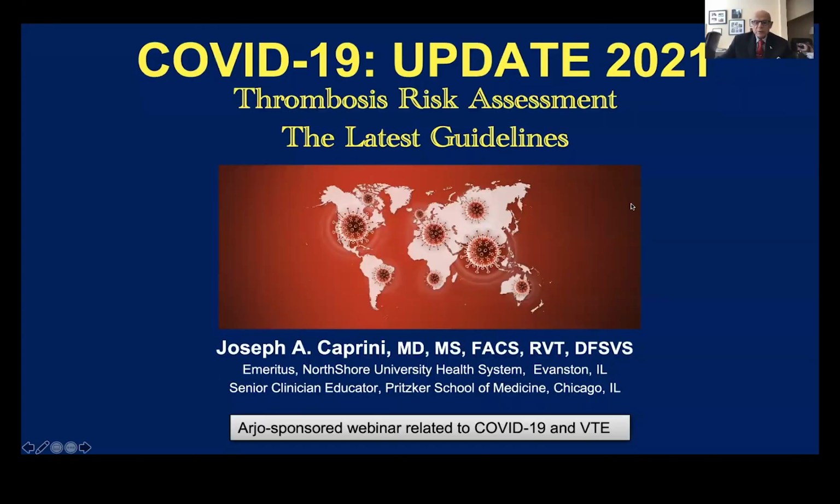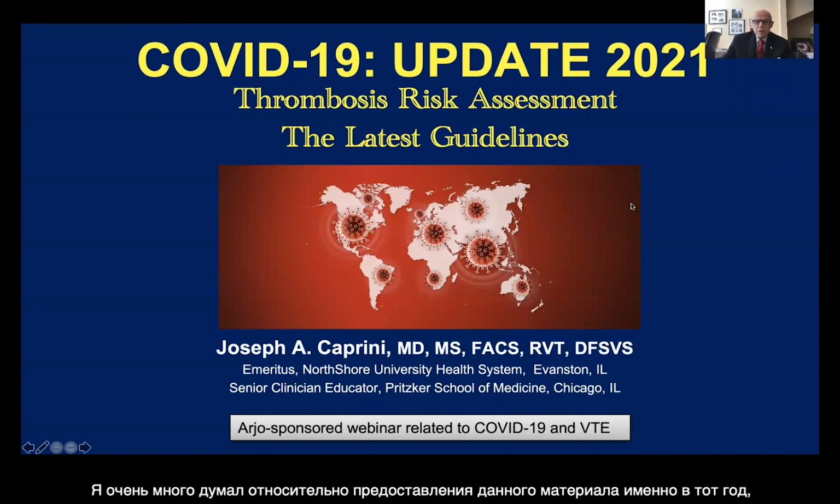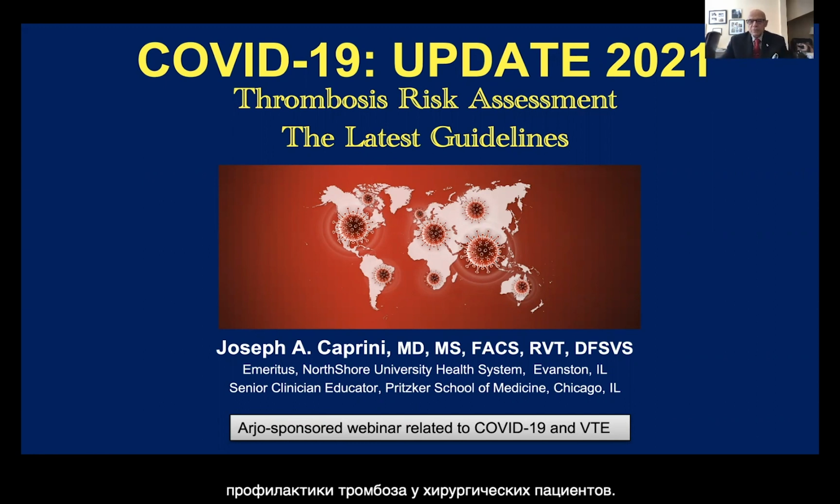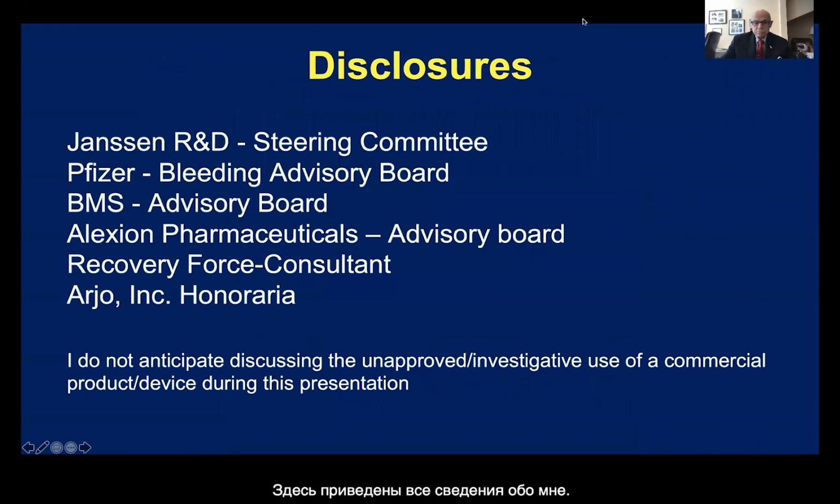It's a very important discussion today because I've worked very hard to figure out exactly how to present this in the year that the guidelines came out from ASH regarding thrombosis prophylaxis in surgical patients. And there's some important information that you all need to know in order to apply the risk assessment score to your patients. Here are my disclosures.